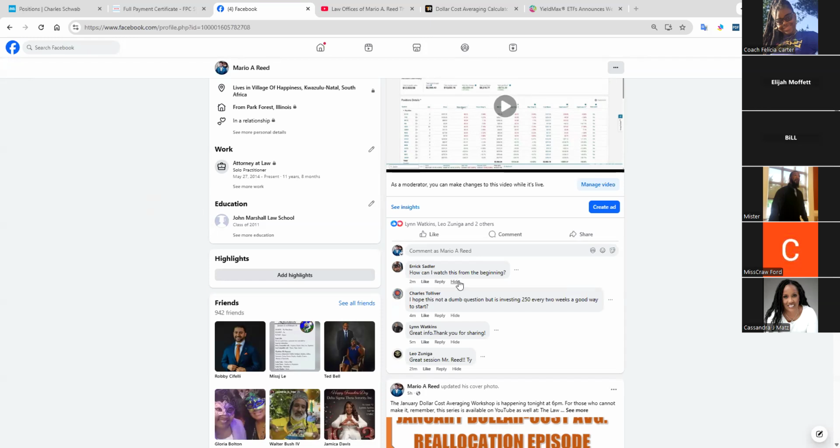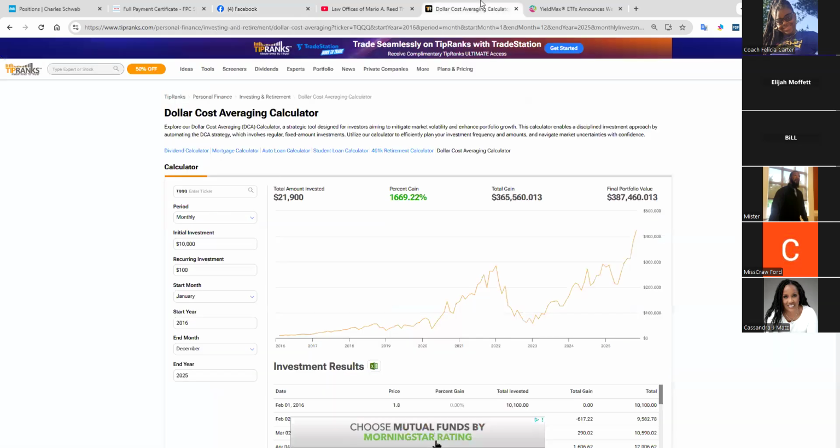I hope this is not a dumb question, but is investing $250 every 2 weeks a good way to start? There's definitely no dumb questions when it comes to this stuff, because most of us have never been introduced to it. So I'm glad you asked that, because, again, for me, I need to see the numbers. You can tell me how great something is, but unless I can see the actual numbers, it doesn't really make sense to me.